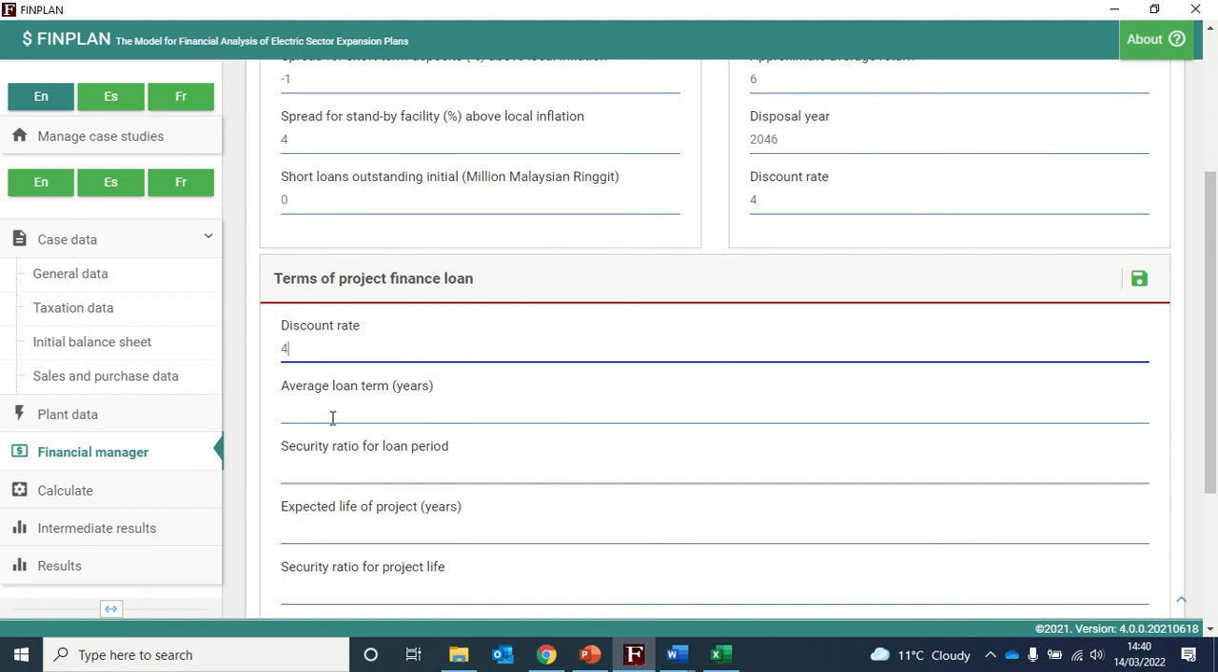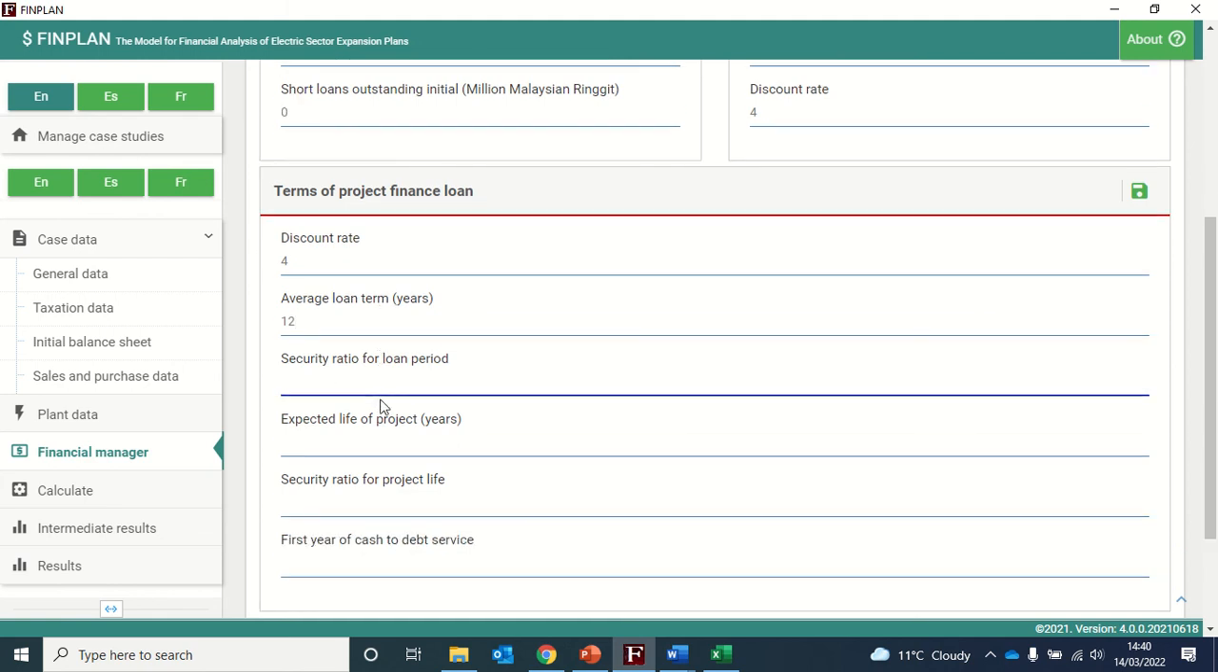In hands-on 3, when we went through export credits, we entered loan term as 12 years, so we'll therefore continue and use 12 years for average loan term. The next thing here, security ratio for a loan period, we will put down 1.3 as suggested in the hands-on exercise. And in hands-on 3, we also noted that the life of the coal power plant is 30 years. We will therefore use this value again for expected life of projects. We will put down 30. And we will put down security ratio again as 1.3, as we were told before.